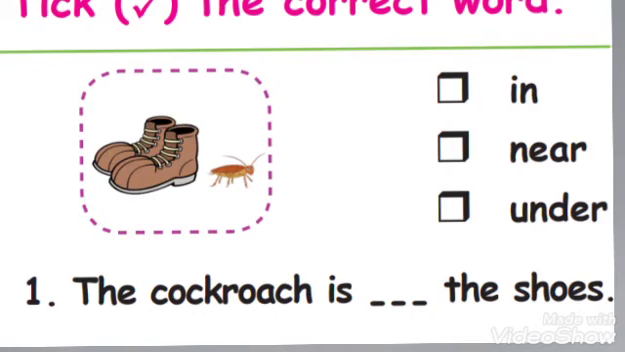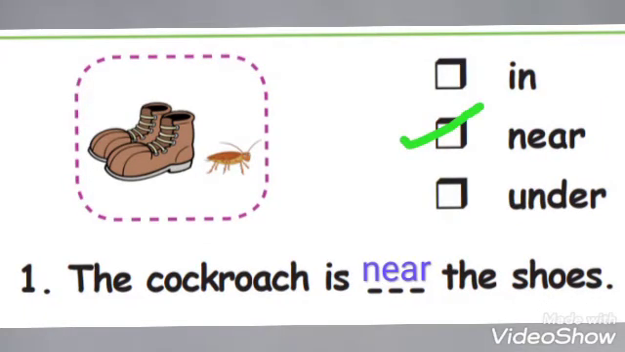Look at the picture and see the sentence. First one, the cockroach is dash the shoes. They have given 3 options to you. Let's see which one is the correct preposition. See the first one, in. Is it the correct preposition? No. Why is it not the correct preposition? Because the cockroach is not inside the shoes. So it is not a correct preposition. See the second one, near. Is it the correct preposition? Yes, because the cockroach is close by the shoes. So the correct answer is the cockroach is near the shoes.